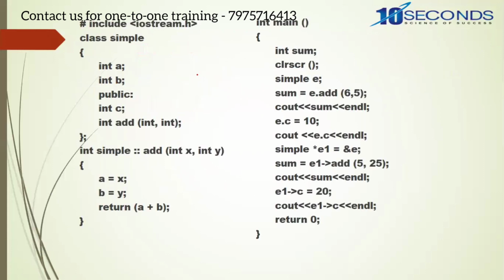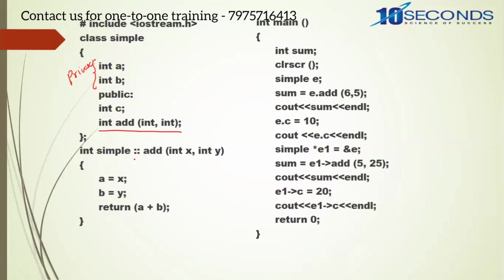This particular program is very simple. Class simple, int A, int B. By default, they are private. Even though I have not mentioned the access specifier, it considers it as private. Public: int C, int add of int comma int. This is a declaration or prototype. I'm giving the definition outside the class.